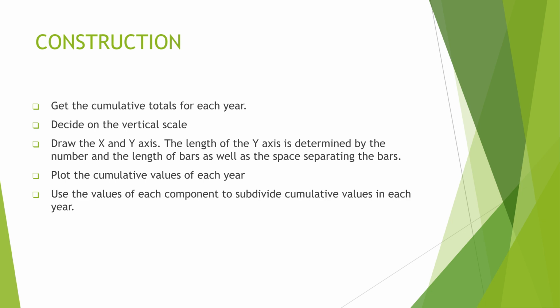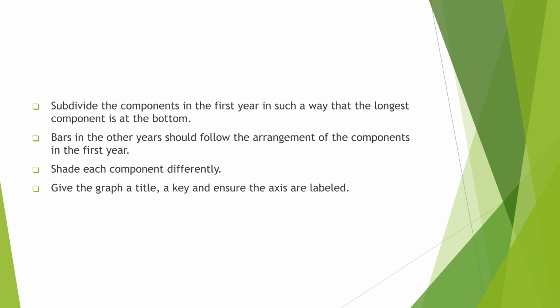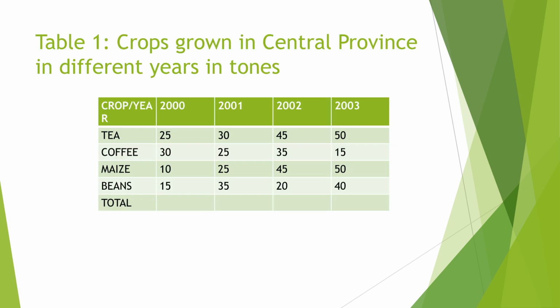to subdivide the bars. Subdivide components in the first year with the longest component at the bottom. Other years should follow this arrangement. Remember to shade components differently and include a title, key, and labeled axes. Here is an example data table. Table 1 shows crops grown in Central Province over different years in tons, including tea, coffee, maize, and beans.